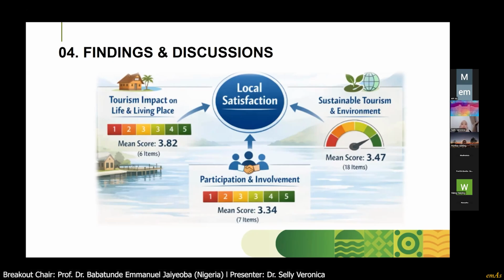As for participation and involvement, the score is 3.34. So it's quite average, similar to the sustainable tourism environment.